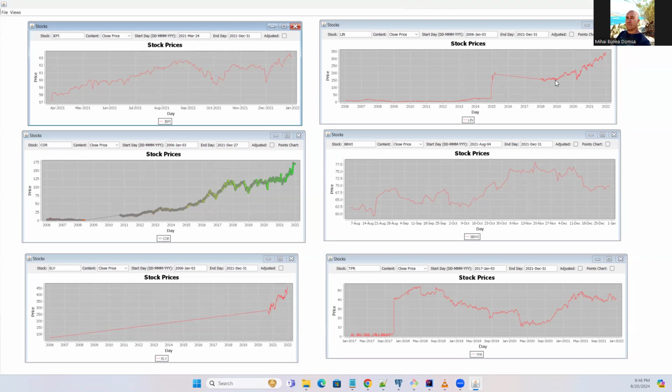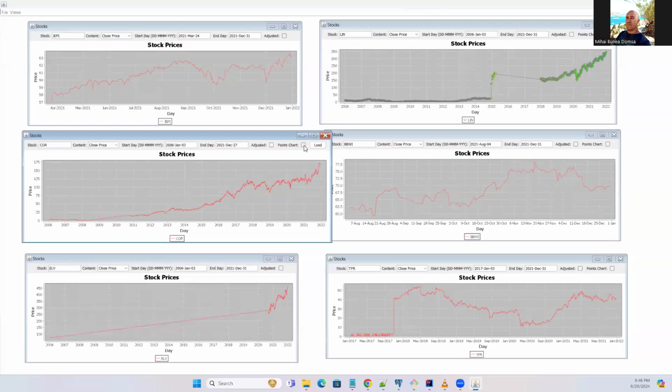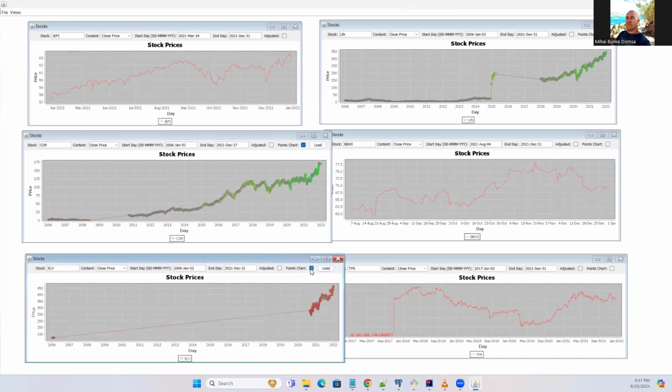This one has stale data. So from here to here, there seems to be no data. This one as well. So switch to points to see clearer that data is missing. This one also has missing data. And this one has weird jumps.